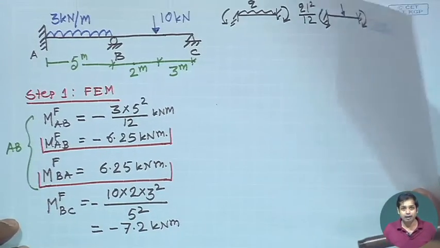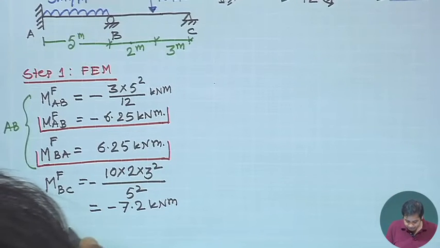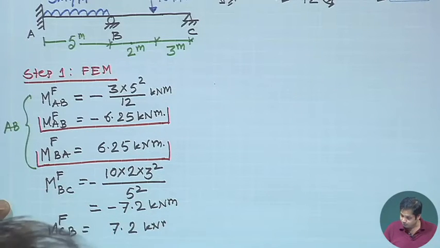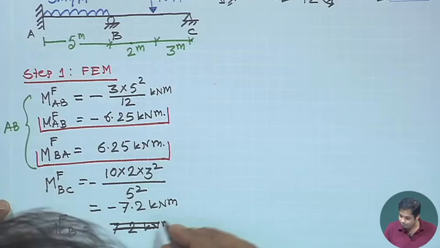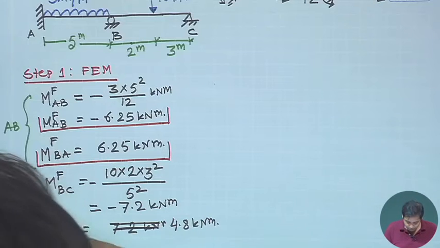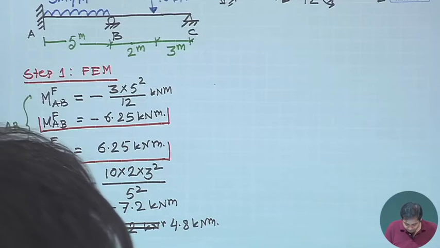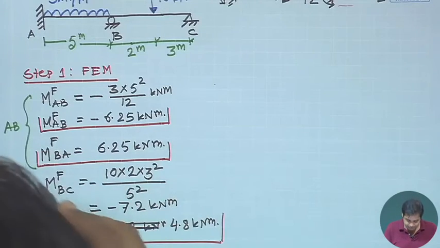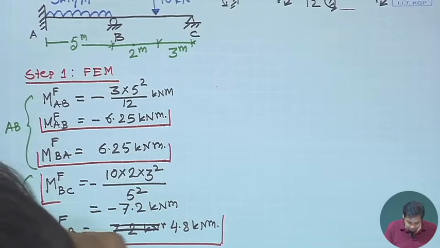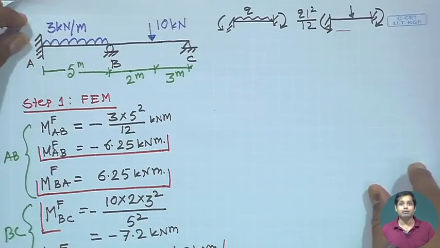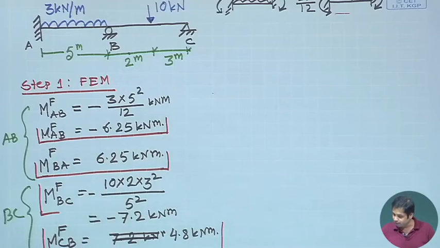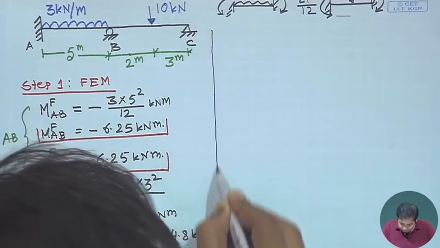Similarly, we have M_CB fixed. It will not be 7.2; if you apply the same formula, we get 4.8 kilonewton meter. I leave it to you to check the formula here. So this is for span BC. Now we have the fixed end moments for span AB and span BC. This was our first step.